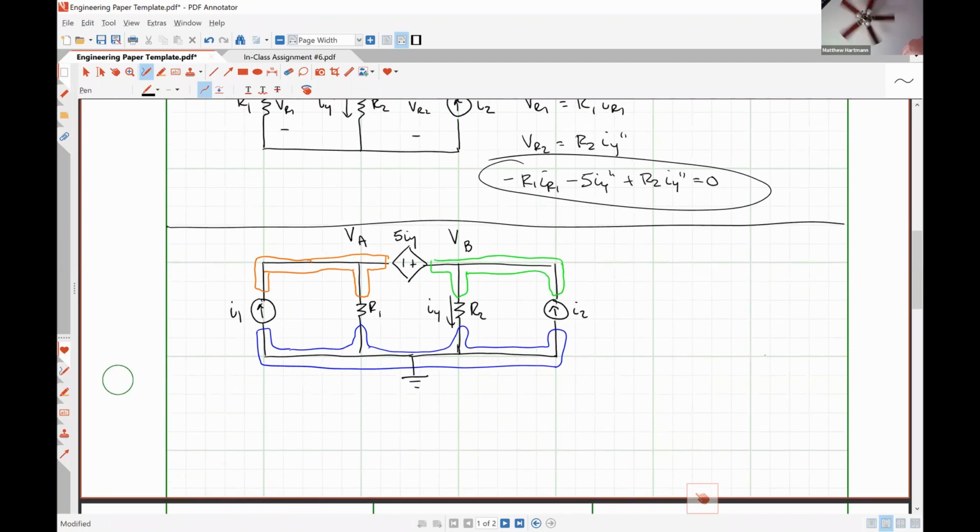So this circuit contains what's called a supernode because there is a voltage source present in the circuit. The supernode is comprised of nodes A and B. Anytime we have a voltage source, we will have a supernode, and for every supernode, there will be a voltage relationship equation.